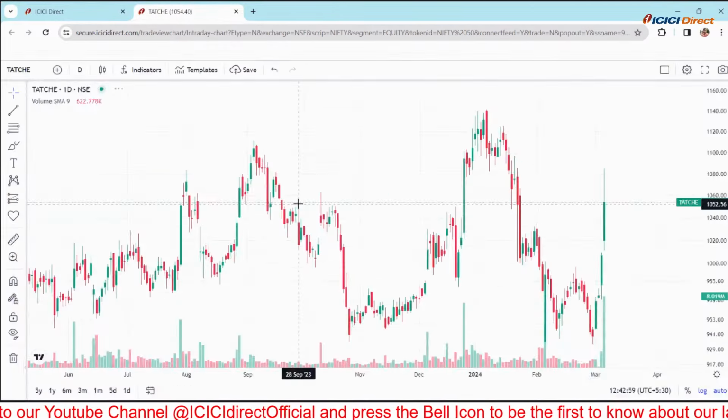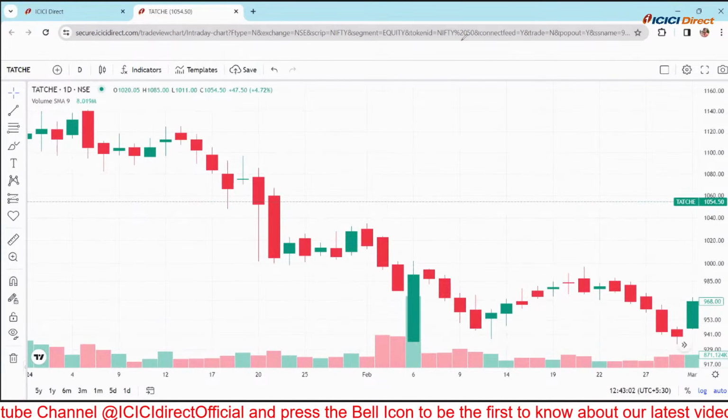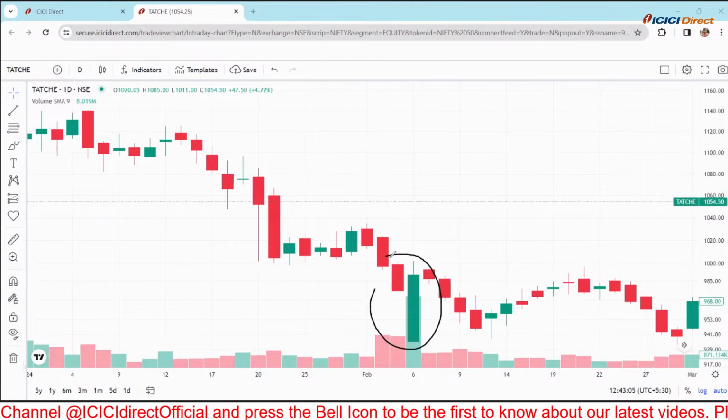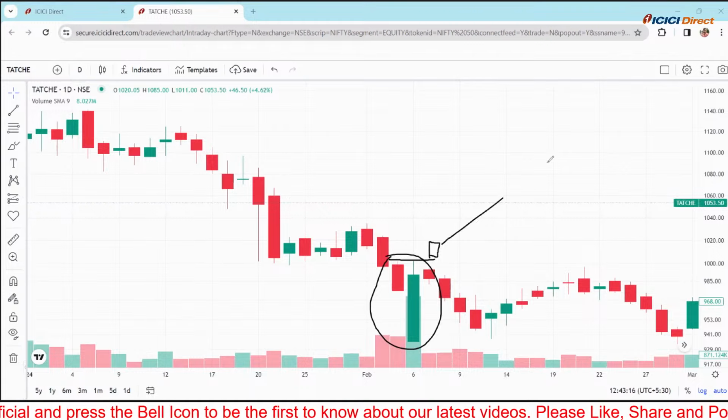Tata Chemicals. So this is Tata Chemicals. The piercing happened here. This is a piercing pattern. These two candles, but my next candle never closed above the high of these two candles, because we needed a close here so that a resumption happens.